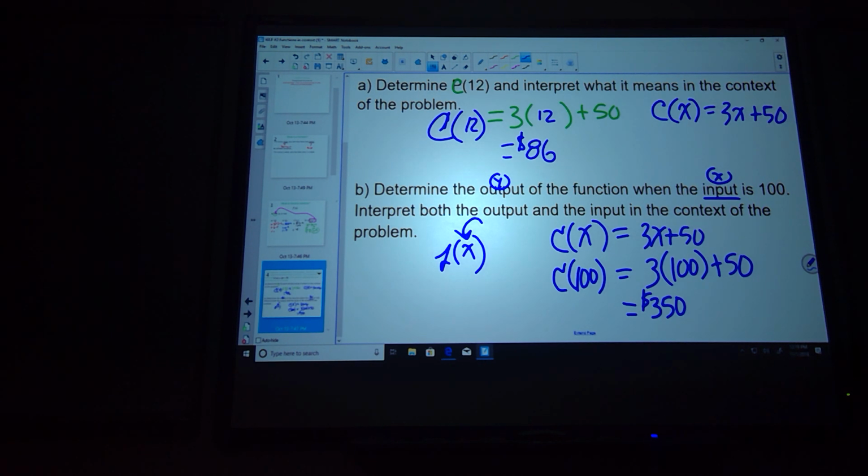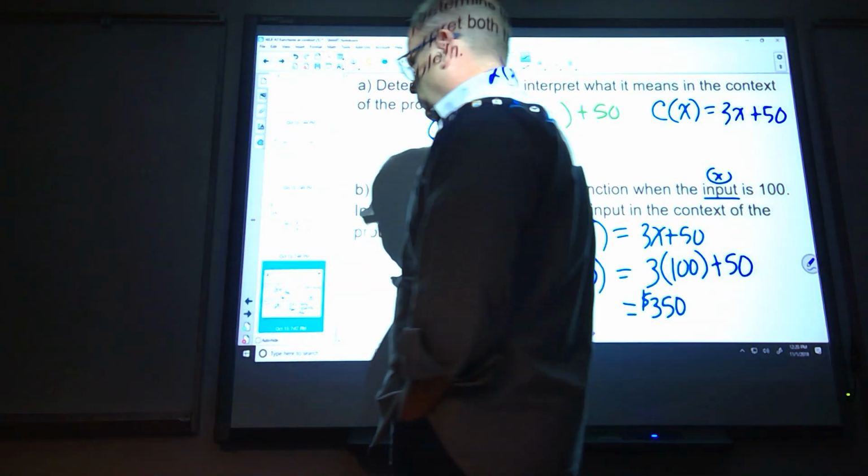You can't fear these word problems. This is okay. Towing the car for 100 miles cost you $350? I don't know if that's good or bad or indifferent. I don't know.